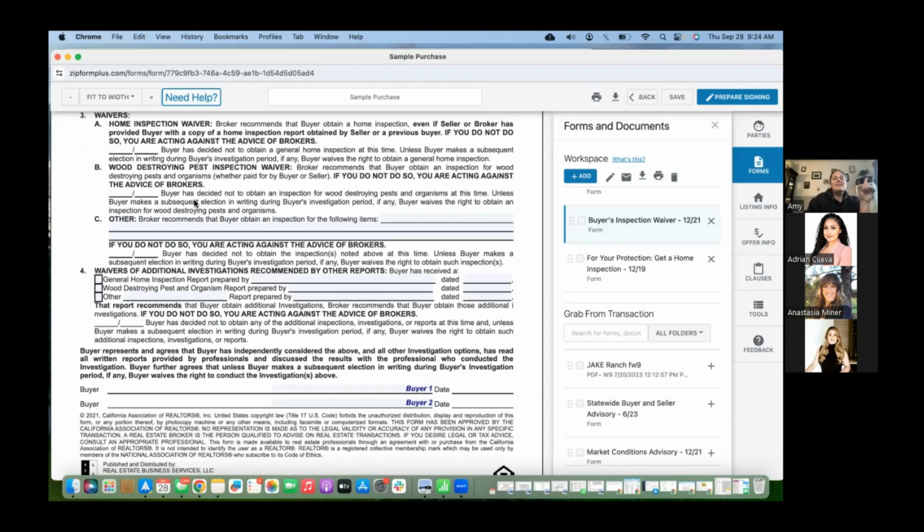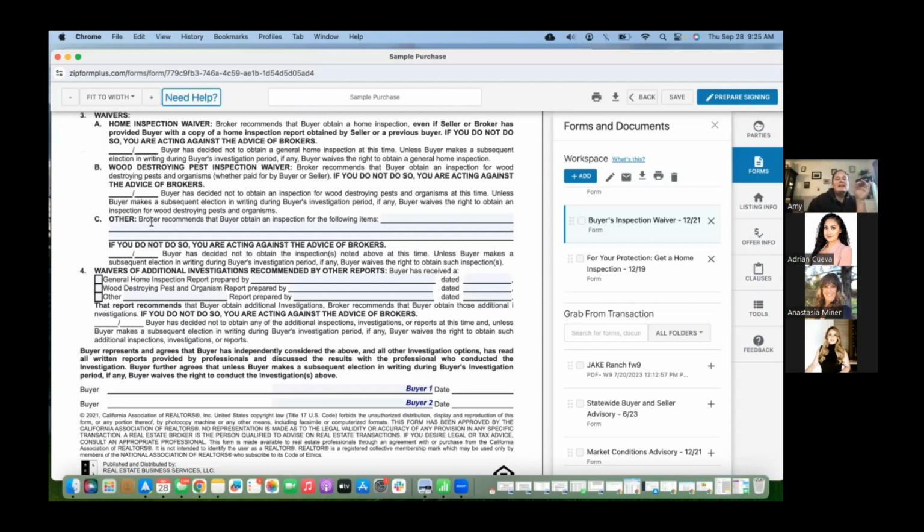Okay. Buyer has decided not to obtain an inspection for wood destroying pests and organisms at this time, unless buyer makes a subsequent election in writing during the buyer's investigation period, if any. Buyer waives the right to obtain an inspection for wood destroying pests and organisms. So again, we only initial here if they've chosen not to get one. Okay.